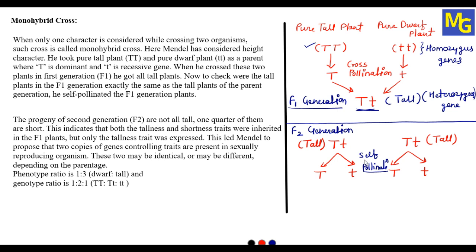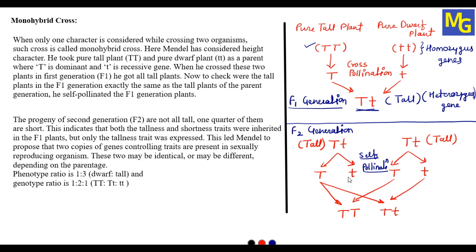Self-pollination, remember this is self-pollination. Now this we can cross with the help of a checkerboard, or we can cross it directly also. First I'll show you how it is crossed directly. So first this T is crossed with this T. Then this T is crossed with this small t. So what will we get? Here we will get capital T, and here we will get capital T and small t.